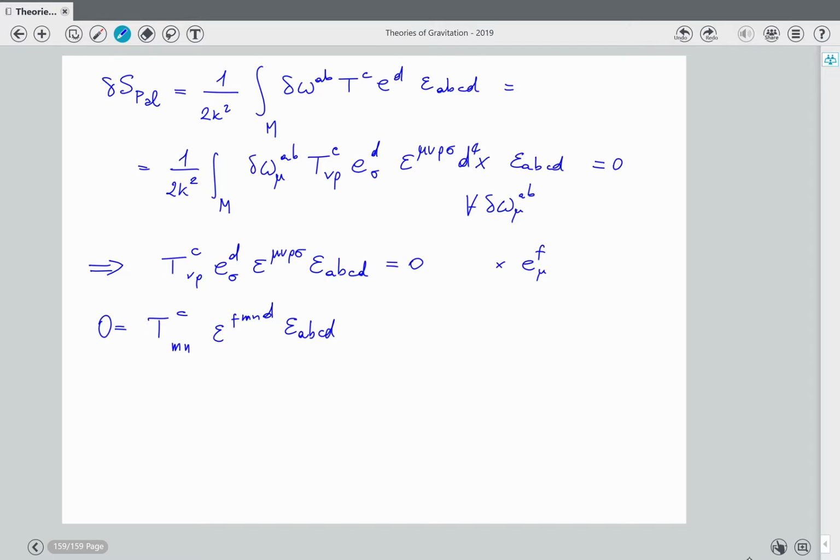We have two epsilon tensors which are contracted by means of D, so we know how to compute them. The contraction is a certain determinant, with a minus because we're in Minkowski space, a determinant of delta functions. And the three indices are F M N, A B C.